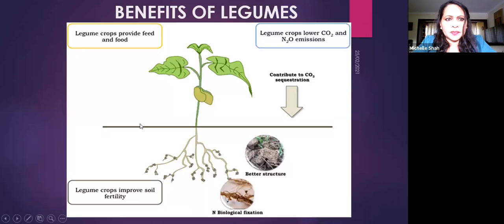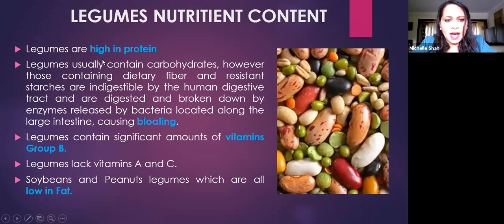The nutrient content of legumes: they are high in protein, and they contain carbohydrates. However, those containing dietary fiber and resistant starches are indigestible by the human digestive tract, and really are digested when broken down by enzymes released by bacteria located along the large intestine. When that occurs, it causes bloating.